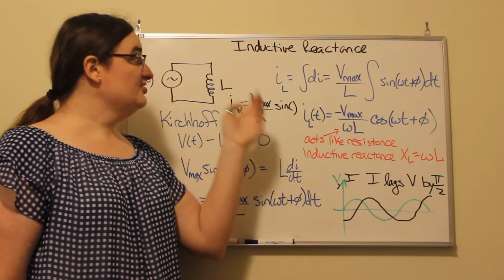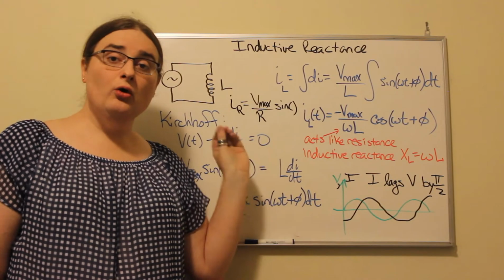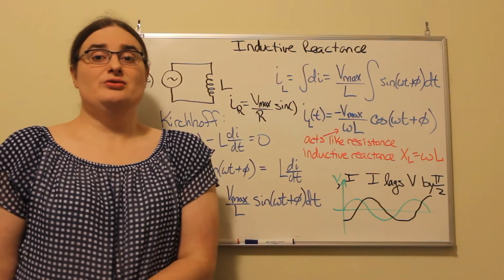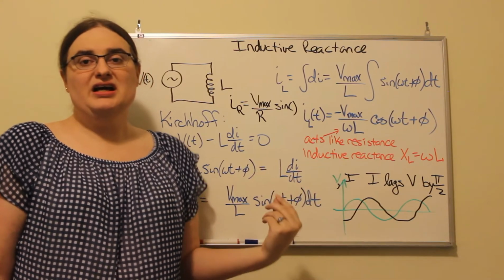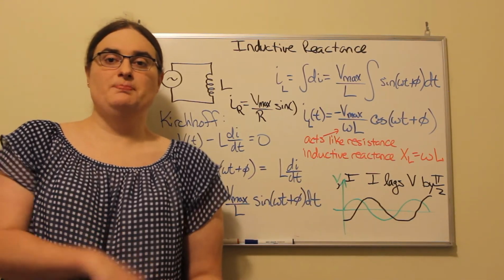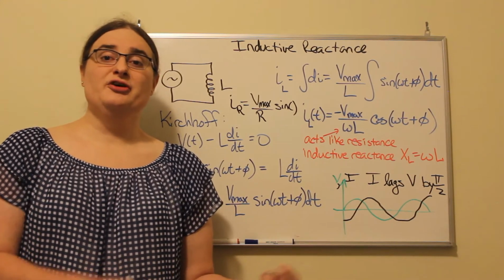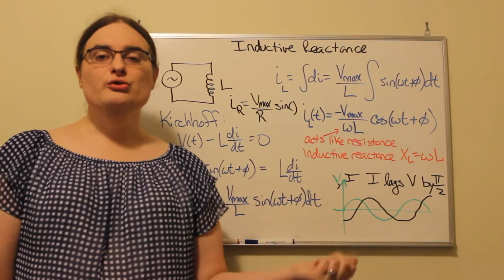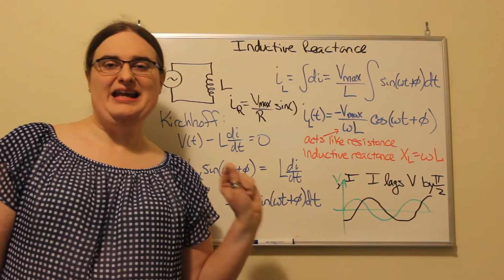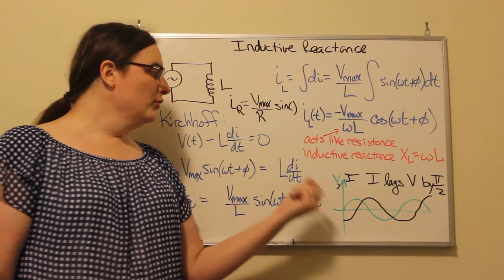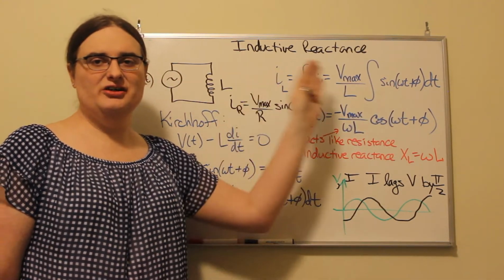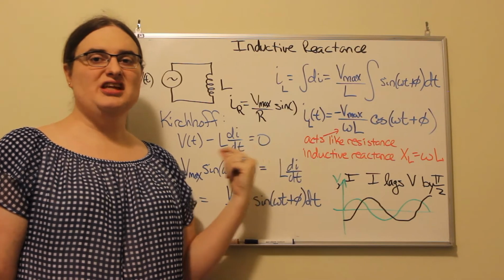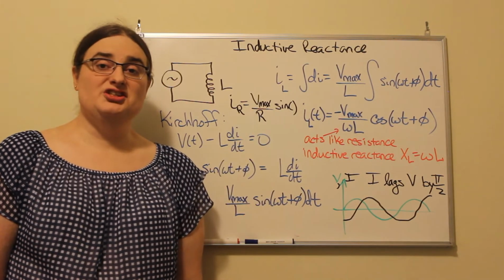So resistance is delivering real power through heating to that resistor. With this reactance, there's a current because the circuit element is responding to the potential difference, but we aren't losing any energy. We aren't transmitting any energy into heat. We're just sort of putting it onto that inductor, taking it off of that inductor as the potential difference and the current is continuously changing.